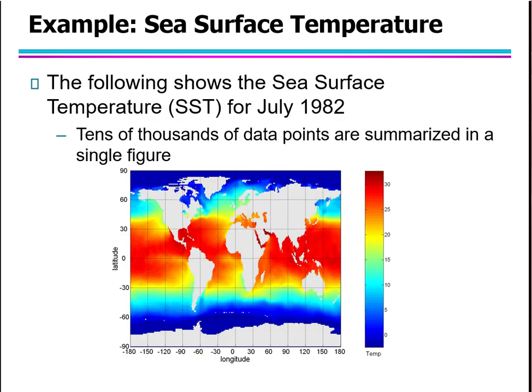Example, sea surface temperature. This slide shows an example of visualization in action. Here we see the sea surface temperature for July 1982. This single figure summarizes tens of thousands of data points, allowing us to identify temperature patterns across the world's oceans at a glance. Notice how the visualization makes it easy to see warm and cold regions as well as temperature gradients.